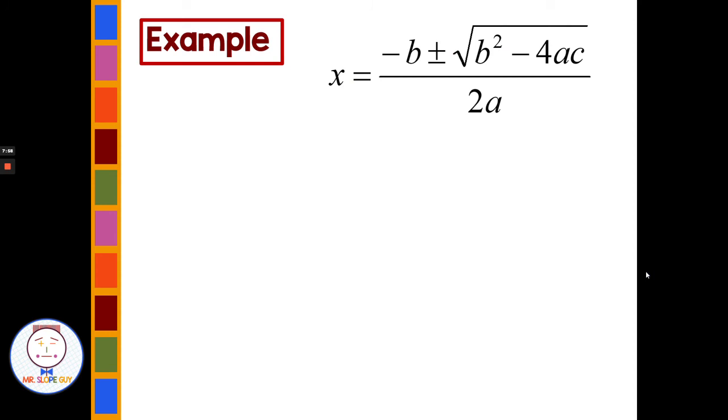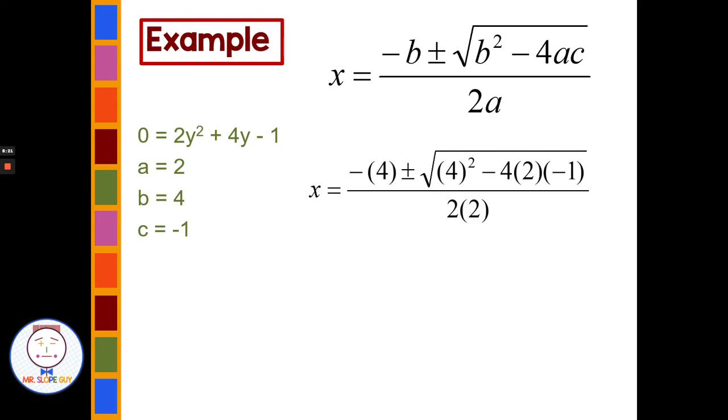All right, so let's try. We have the quadratic equation 0 is equal to 2y squared plus 4y minus 1. So we have an a value of 2, a b value of 4, and a c value of negative 1. We're going to substitute in. Everywhere we see a, we're going to put 2. Everywhere we see b, we'll put 4. And for our c, we'll put negative 1.